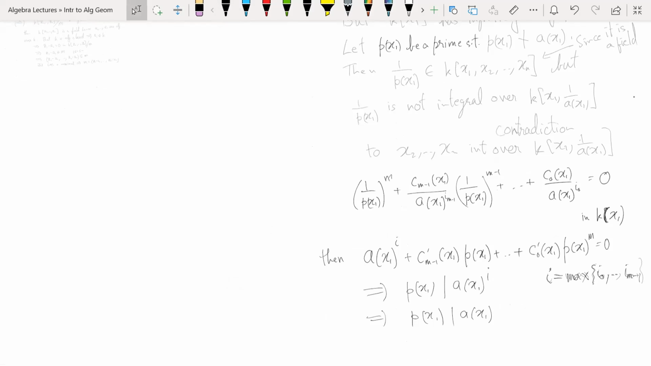So now, of course, px1 divides all the other terms except the leading term. So px1 has to divide ax1 to the power I. But px1 is prime; this happens in the polynomial ring k[x1], which is a UFD, so px1 is prime. So that tells you that it divides ax1, a contradiction to the choice of px1. So that completes the proof of the algebraic version of Hilbert Nullstellensatz.